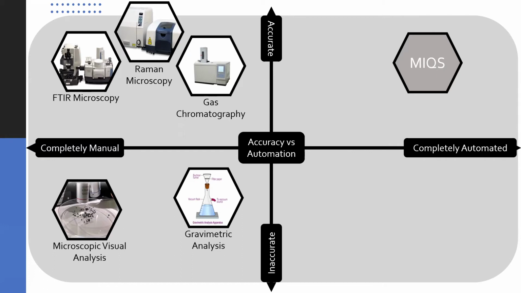The gas chromatography, Raman microscopy, and FTIR microscopy are all very accurate, completely the gold standard of determining whether something is a plastic or any other kind of material. However, because a person must put in each plastic sample into the machines individually, it is completely manual. The MIQS system hopes to fit into a space that is accurately providing results to researchers while being completely automated to allow them to work on other research while their samples process.